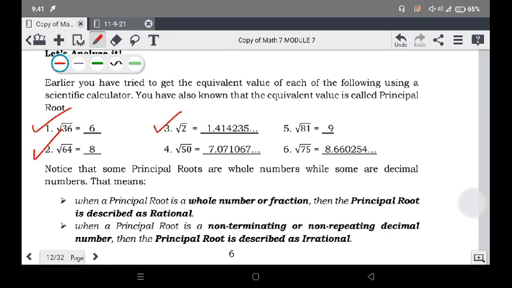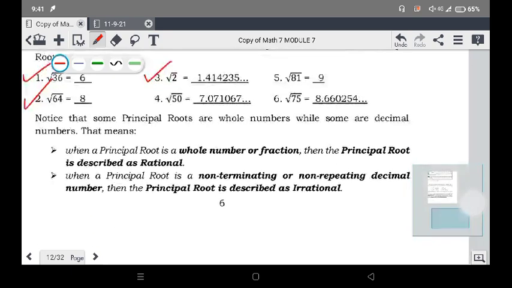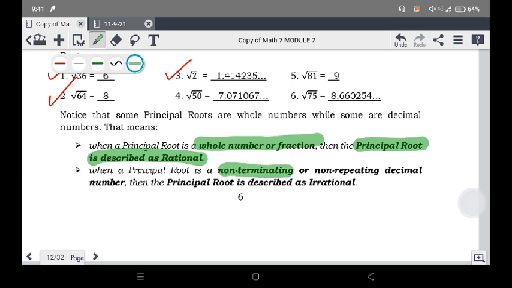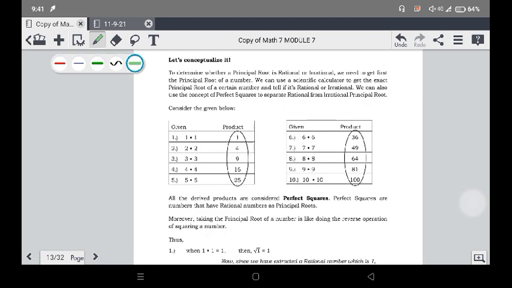1.41423.5. Okay, that's the same number. Notice that some principal roots are whole numbers while some are decimal numbers. That means when a principal root is a whole number or a fraction, then that principal root is described as a rational number. When a principal root is a non-terminating, non-repeating decimal number, then the principal root is described as an irrational number. Okay, more of that on the next page.